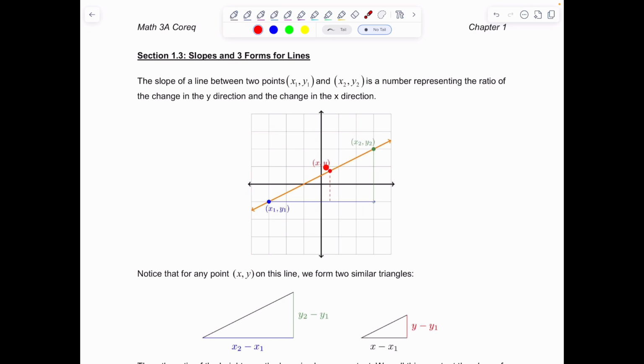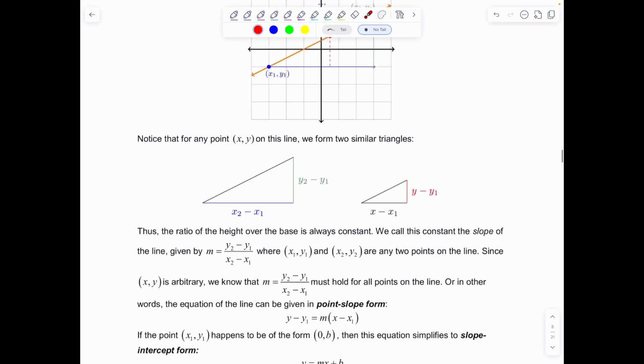Notice that for any point (x, y) on the line, if you pick a third point, we form two similar triangles. So we have this larger triangle here, which I've represented right here to the left, and then we have this smaller triangle right here. And remember, when we have a triangle sitting inside of a larger one, we have similar triangles, which tells us in that scenario that the ratio of the height over the base is always constant. So the ratio of the height of this triangle over the height of this triangle equals the ratio of the base of this triangle over the base of this one. So this constant, this ratio, is the slope of the line.